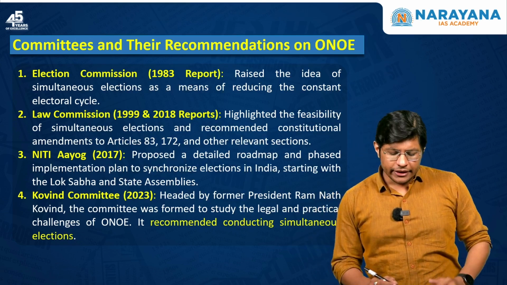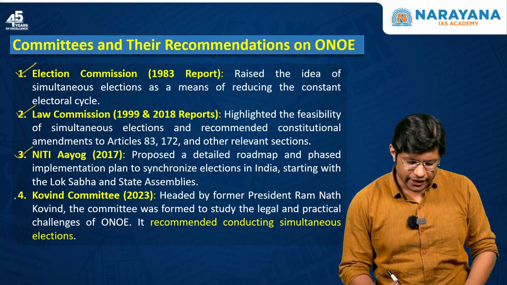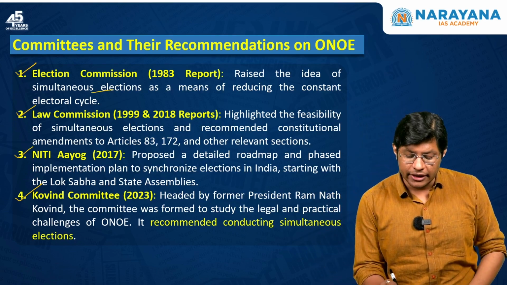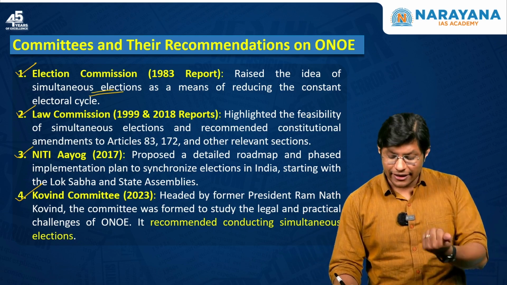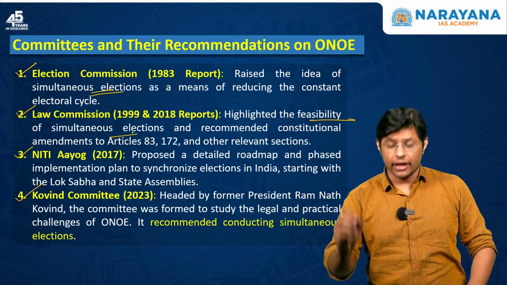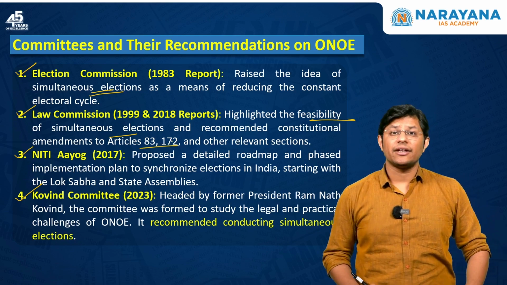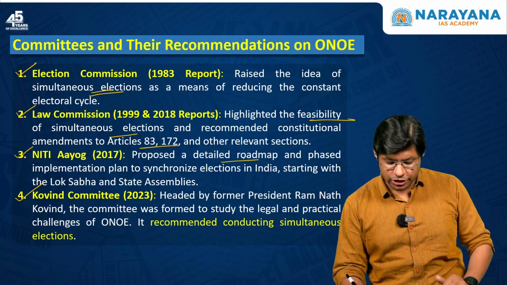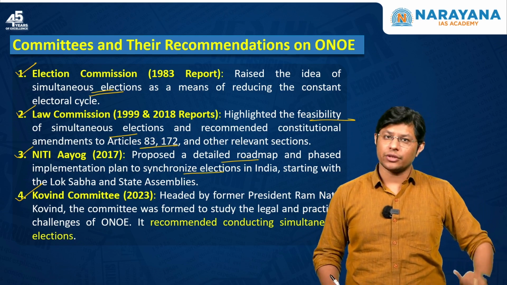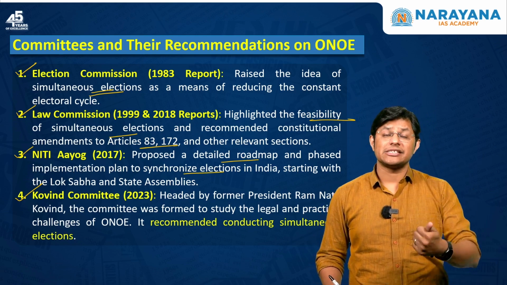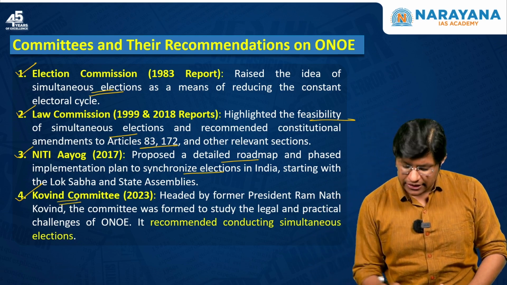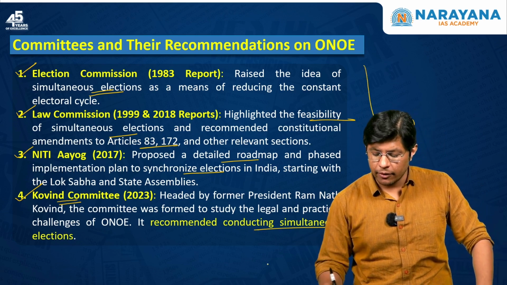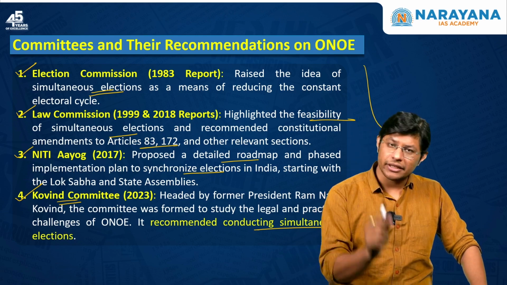Now, these are some of the committees that were constituted to study the feasibility of one nation, one election. For example, the Election Commission raised the idea of simultaneous elections. Then the Law Commission highlighted the feasibility of simultaneous elections and recommended amendments to Article 83 and 172. Niti Aayog proposed a detailed roadmap and phased implementation to synchronize elections to the Lok Sabha and the State Assembly. And the last is the Kovind Committee, very, very important. This committee recommended conducting simultaneous elections. So please remember the names of these committees and try to mention these committees in your mains answer.